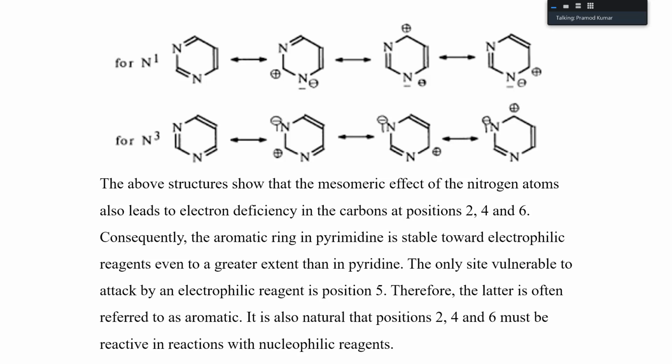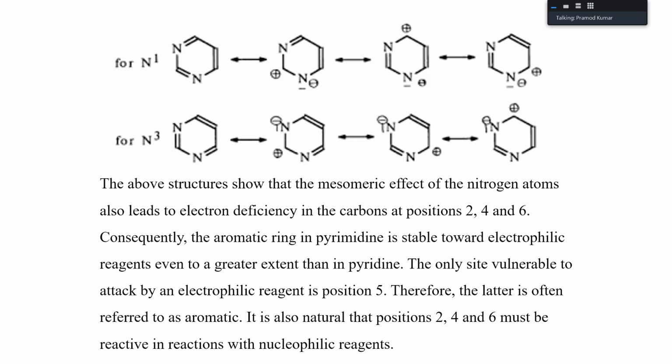Only at the fifth position there is no positive charge. That's why your electrophilic substitution can only take place at the fifth position. Rest all, 2, 4, 6, will undergo nucleophilic substitution reaction. So this resonance is very important for your exam. It might come for 2 marks or 5 marks. Give the reason why electrophilic substitution reaction takes place only at 5 and nucleophilic substitution reaction takes place at the 2, 4, 6 in case of pyrimidine.